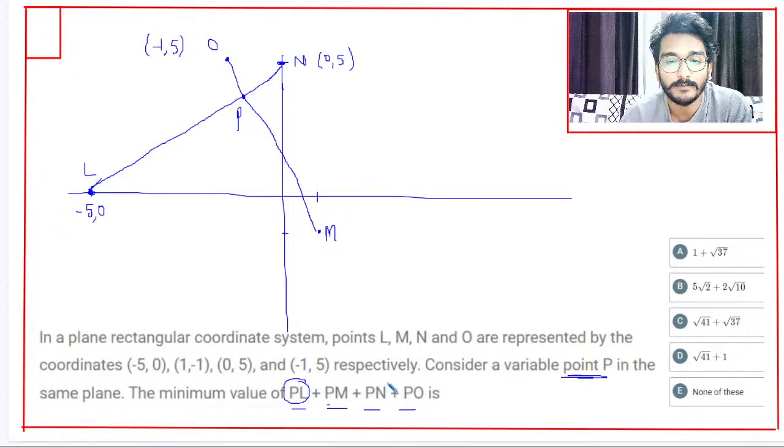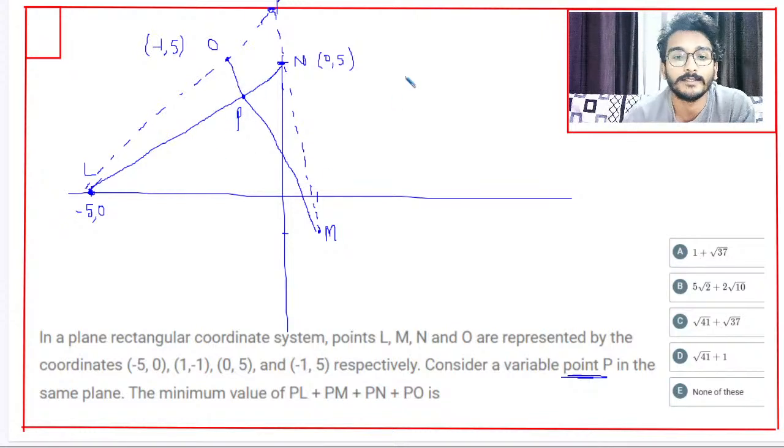I can say PL plus PN is how much? You can draw many combinations here. Like I have drawn it something like this too. You can connect it and then find it out. It always lies on the intersection, of course. And then you can connect and find the distance. But you can say that the minimum will be in the first case where I have dotted these straight lines.